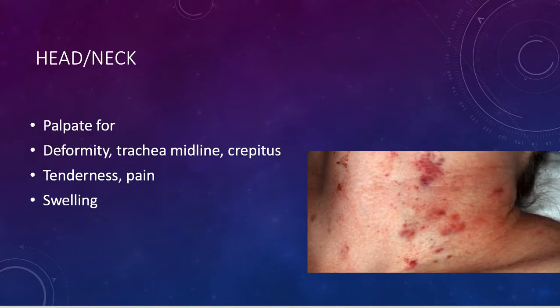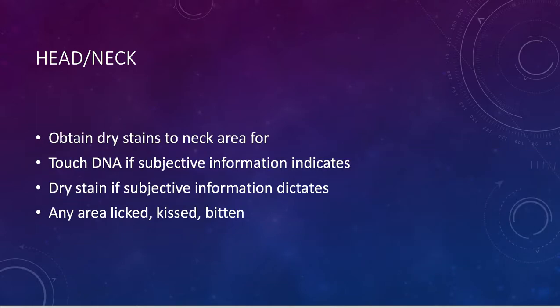Also making sure that you're palpating, again, for any crepitus, deformity, trachea midline, tenderness, pain, swelling. This is an example of a strangulation. You can see there's a pretty significant pattern of injuries. And if there is any type of strangulation or kissing or licking, this is a common area that occurs, you want to get those dry stains.